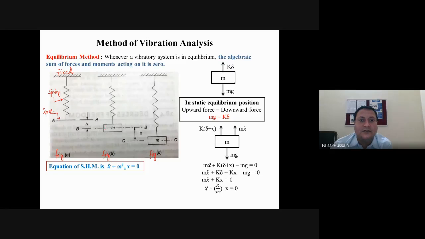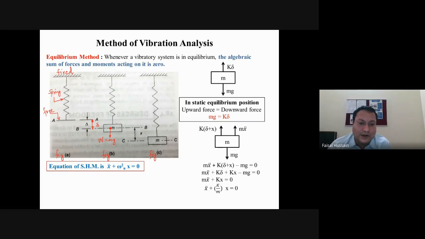I have just attached a mass, nothing else. Because of the weight of this mass, that is W equal to mg, the spring will elongate, and here you will get the deflection. Now the position AA is changed to position BB, and let this deflection be delta.